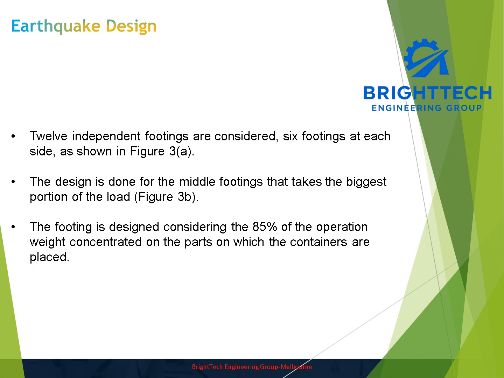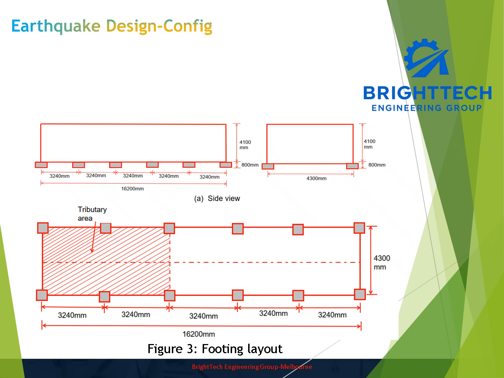We have considered 12 independent footings, 6 footings each side as shown in figure 3A, which we will see later. The design is done for the middle footing that takes the biggest portion of the load, figure 3B. We will talk about it later, and the footing is designed considering the 85% of the operational weight concentrated on the parts on which the containers are placed.